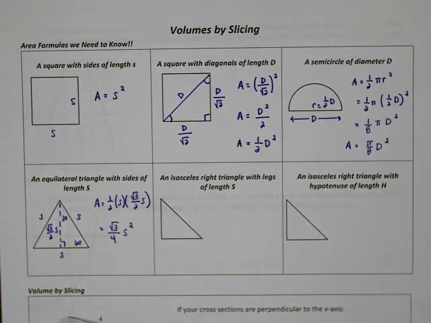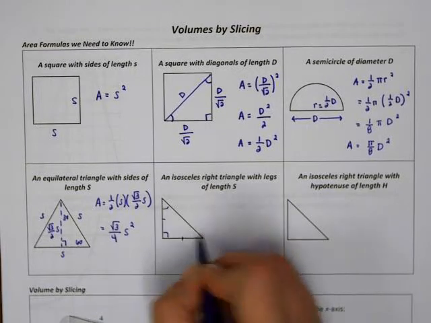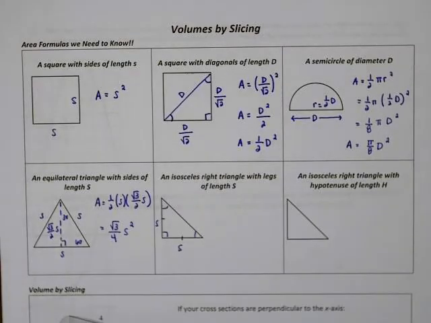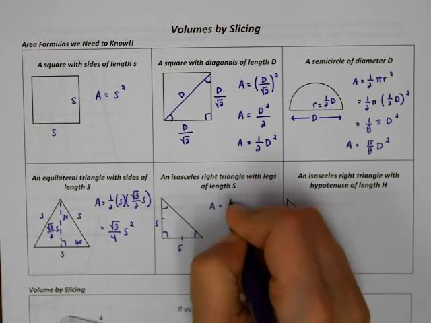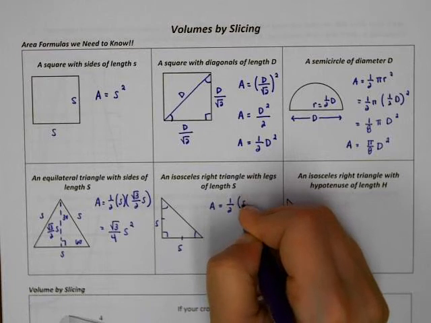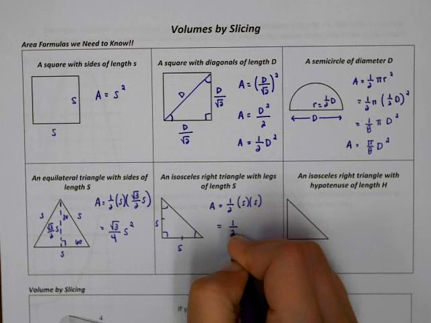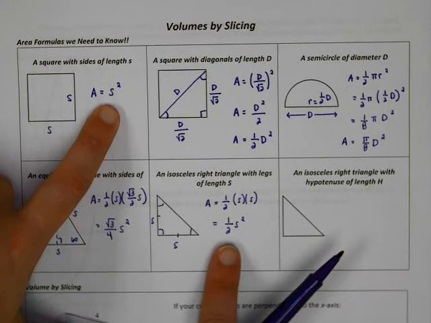What if we have an isosceles right triangle, which means these two are the same, this is a right angle and these are 45 degrees, where the legs are length s? Well, then the area of that triangle would be 1/2 times the base times the height, which is 1/2 s squared, or essentially what it really is half of a square.